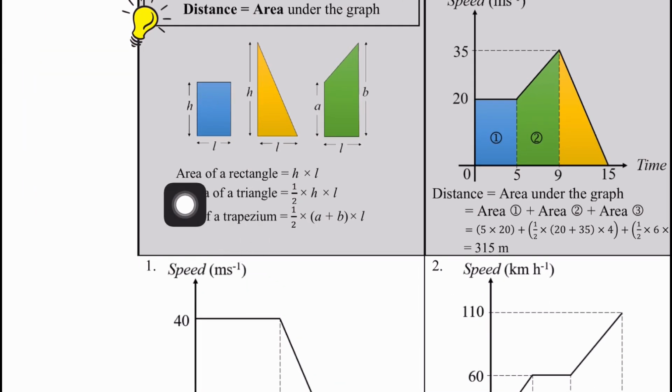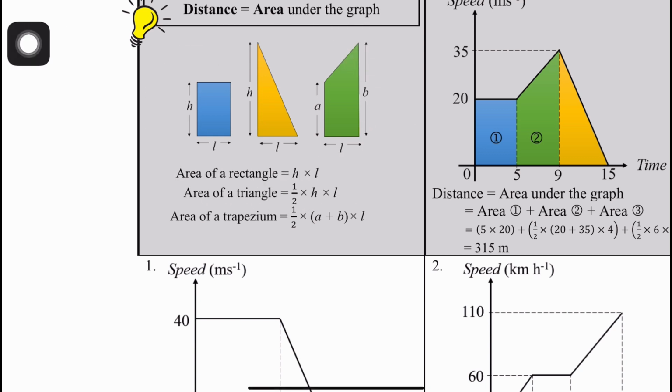The first one is area of rectangle: height times length. Area of triangle: 1/2 times base times height. And finally area of trapezium: 1/2 times (a plus b) times L. So you must memorize these 3 areas well, how to find the area of these 3 shapes.